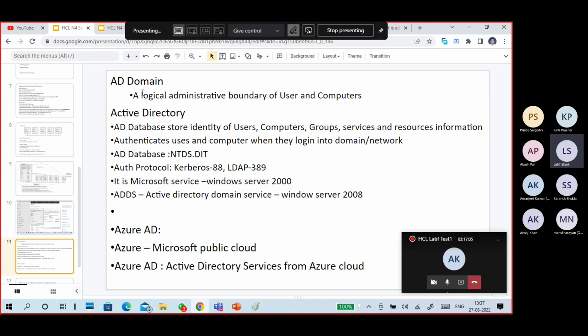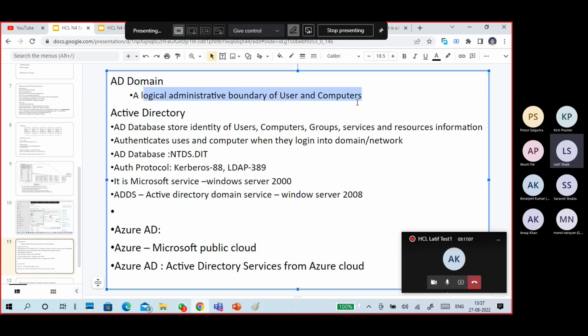Okay. So last point, guys, logical administrative boundary of users and computers. That is the definition of a domain. Mainly, we are in the Active Directory. So a domain is a logical administrative boundary of users and computers. Active Directory database. What is Active Directory? Active Directory is a Microsoft service.